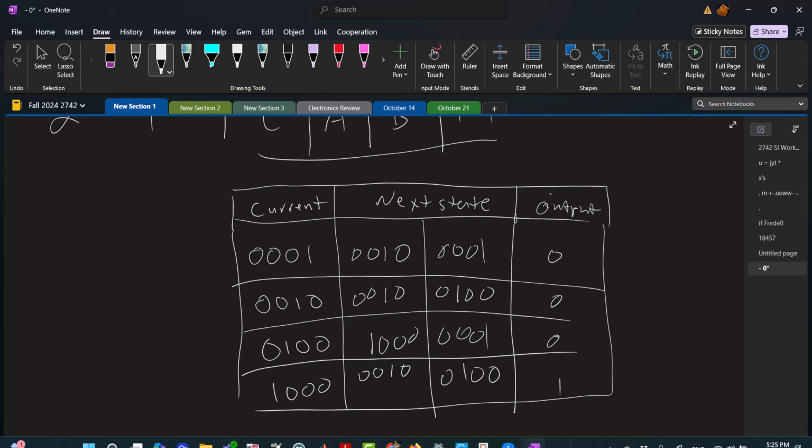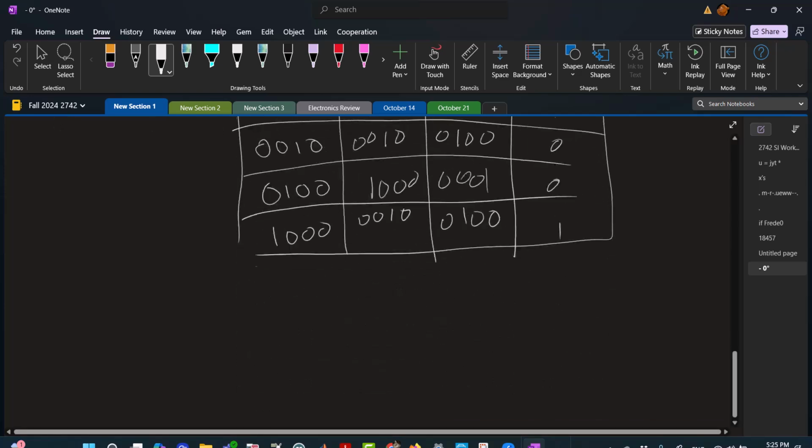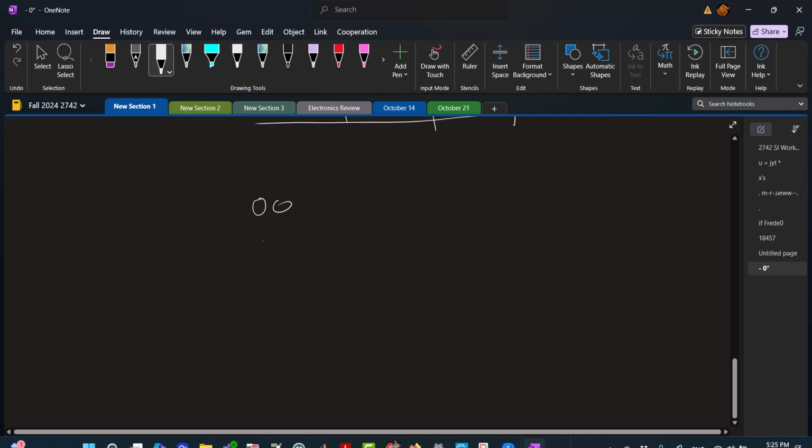And so all I did there was replace Z with 0, 0, 0, 1, and A with 0, 0, 1, 0, and B with 0, 1, 0, 0. It would normally only have to be 2 bits because 2 to the 2 is 4. If I was using the minimum number of flip-flops, then I could do 0, 0, 0, 1, 1, 0, 1, 1.